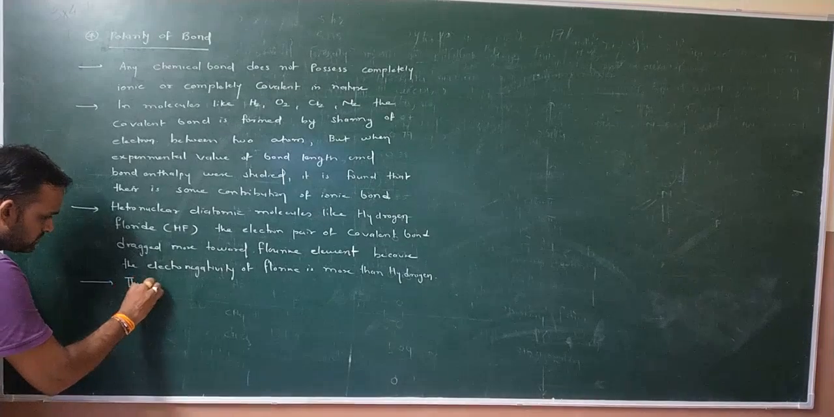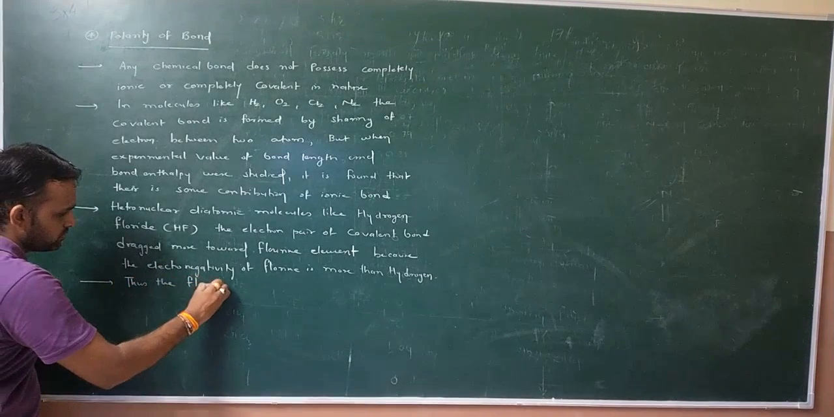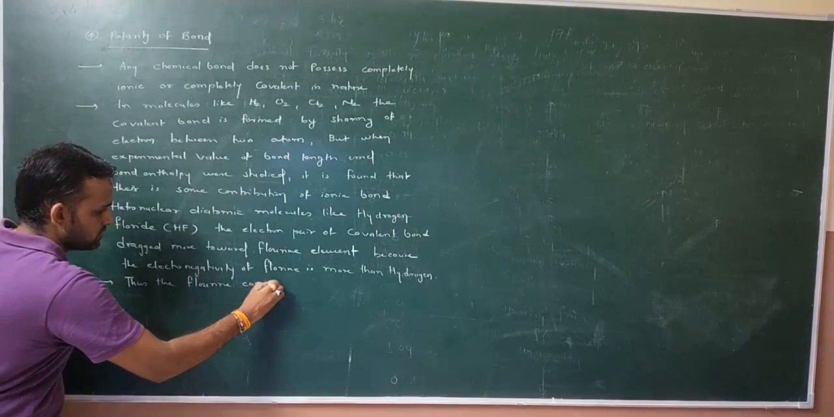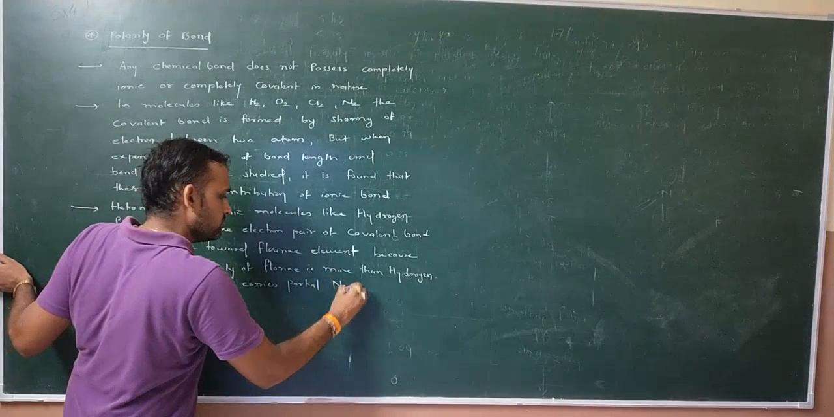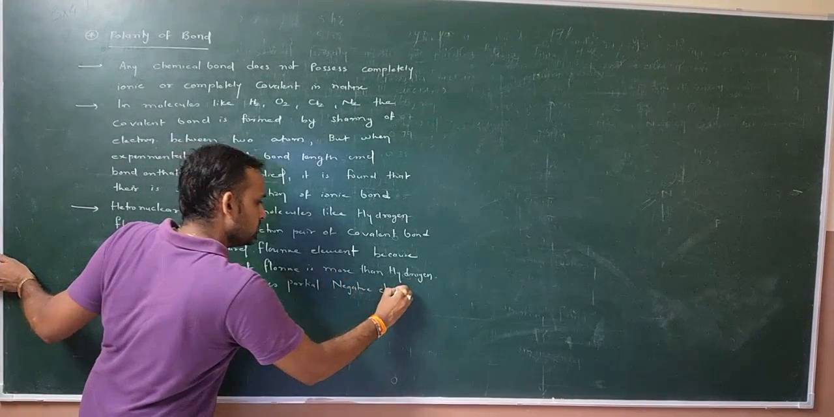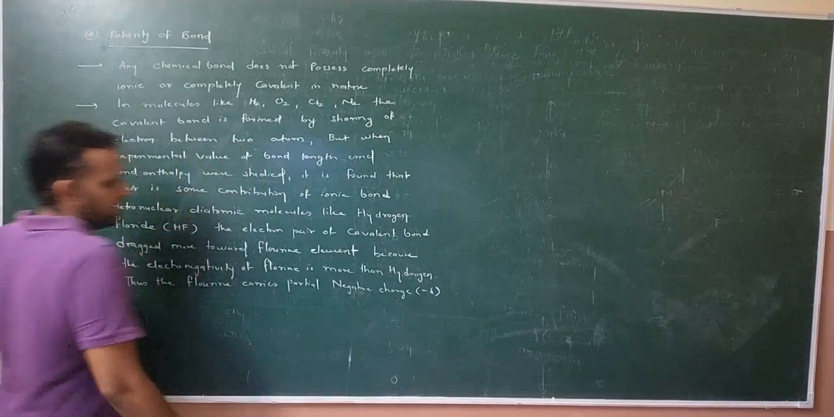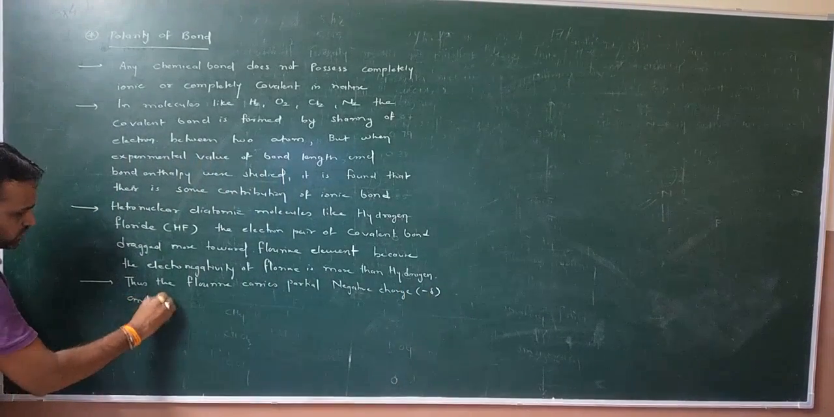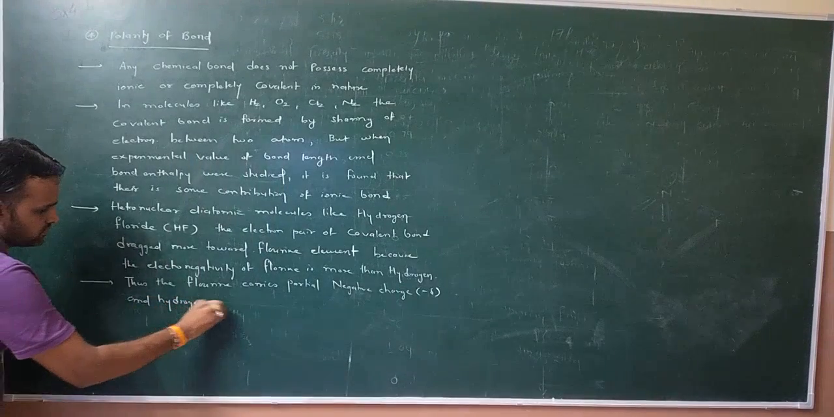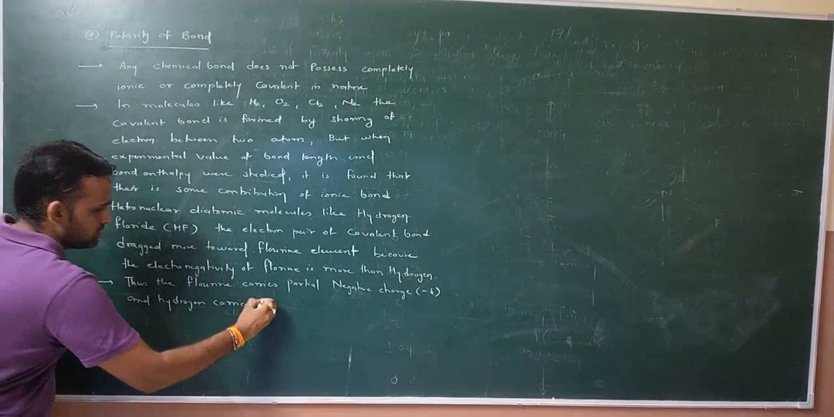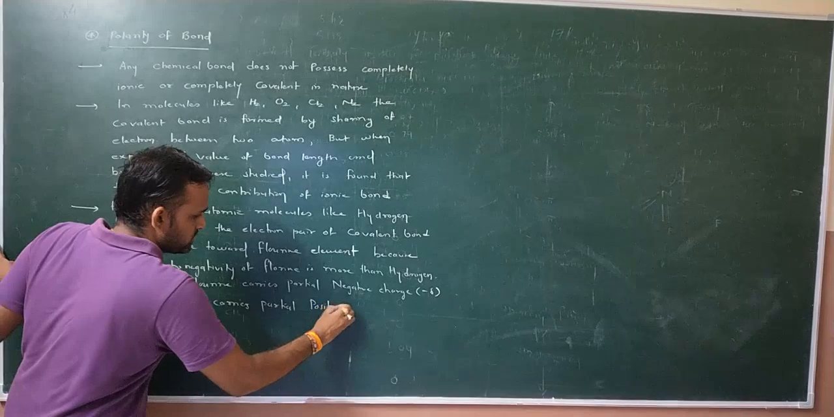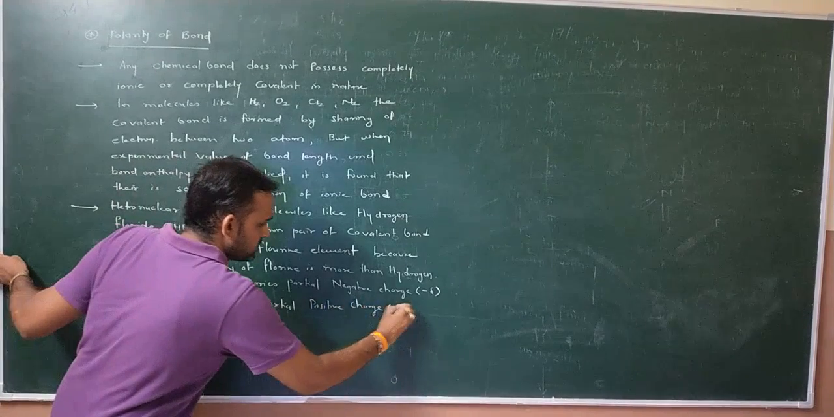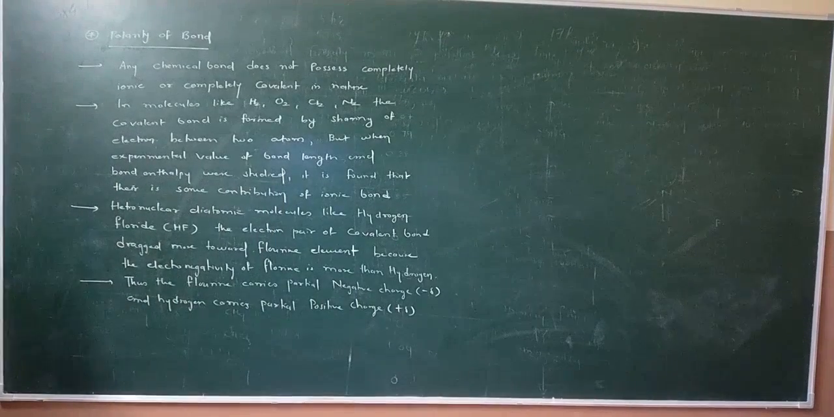Thus the fluorine carries a partial negative charge, that is minus delta, and hydrogen carries a partial positive charge, that is plus delta, and thus whatever the bond is there, it becomes polar.